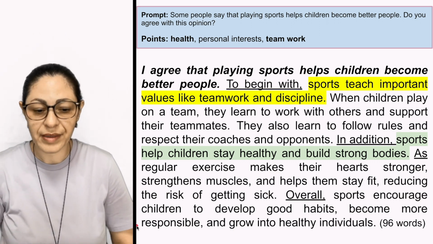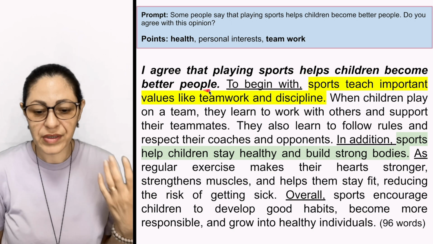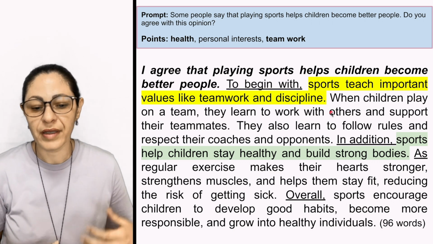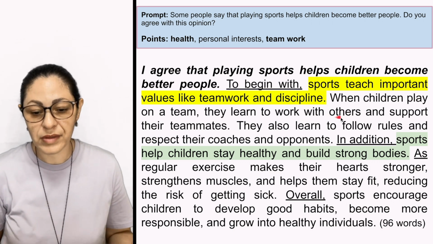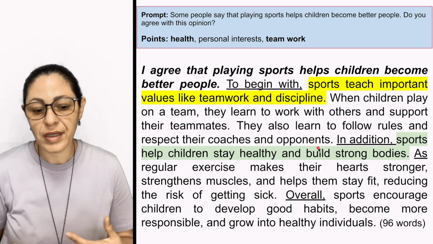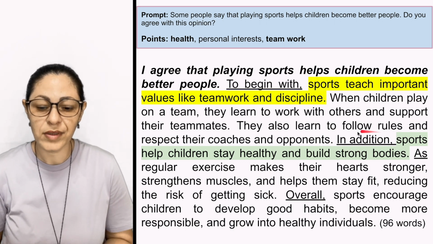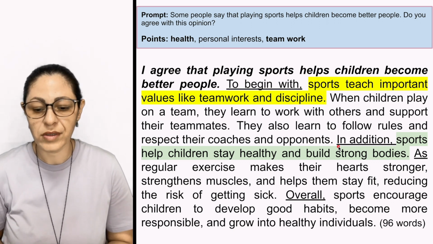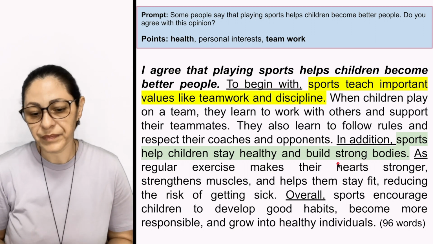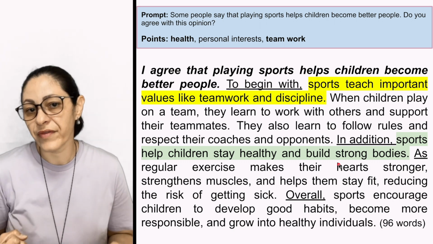So very simple. I stated my opinion at the beginning, and then I gave examples. To provide these examples, I started with the transitional words "to begin with" to show my first reason, and then I gave more details. I said that sports teach important values and discipline, okay? They learn to work with others and respect their coaches and opponents. When I introduced my second reason, I used "in addition," another transitional word, okay? And then I talked about health, that children get stronger bodies, they stay healthy, they get fit, strengthen their muscles.